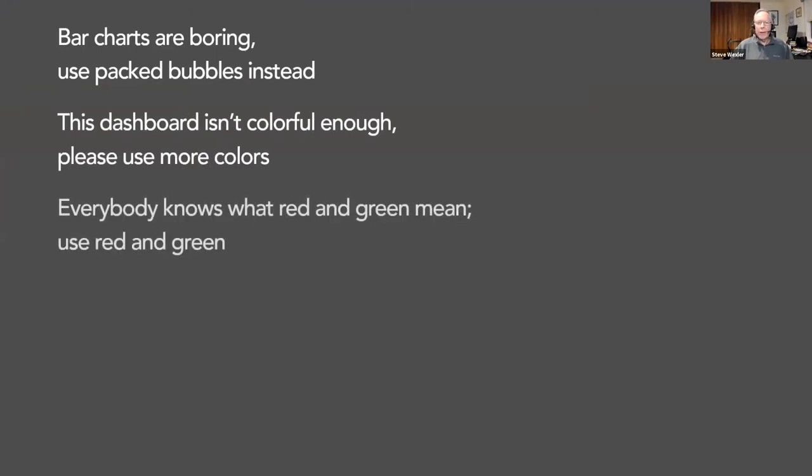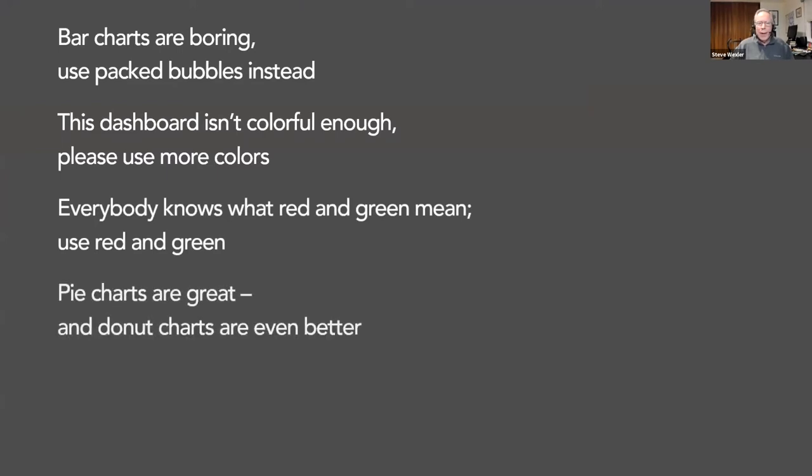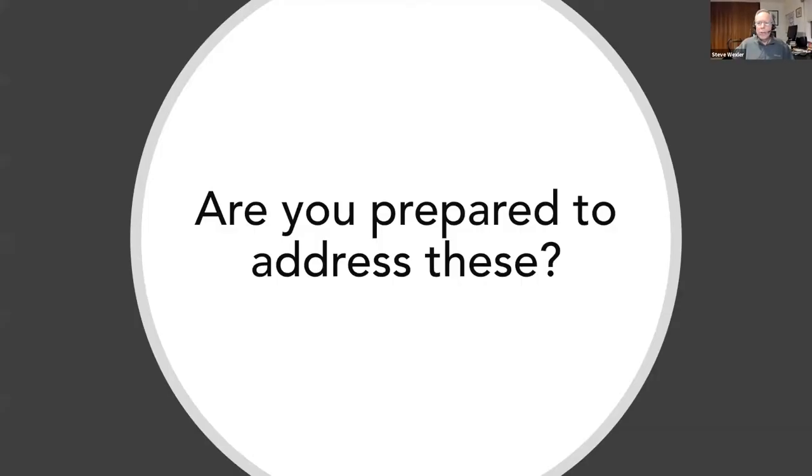This dashboard isn't colorful enough. Please use more colors. Everybody knows what red and green mean. Use red and green. Pie charts are great. Donut charts are even better. And this is a symbol that we use in The Big Book of Dashboards. I'm no longer calling it a screaming cat. I called it a scaredy cat. It means this is probably not something that you should be doing. Well, my question to you: are you prepared to address these things as they come up?